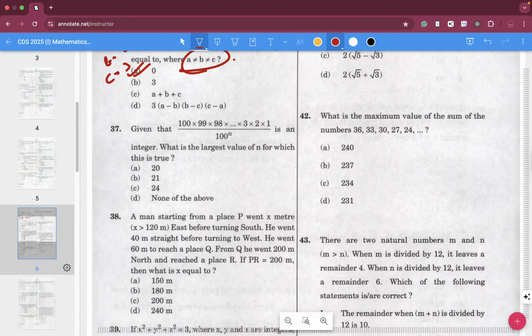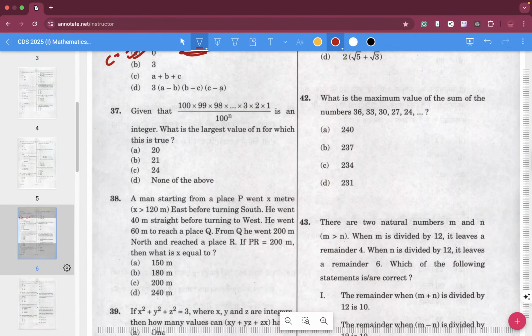In question number 39, basically we were supposed to find out how many 5s there are. Why do we find out the number of 5s? For any number, let's say 100, you write it as 2 raised to the power 2 and 5 raised to the power 2. So the number of 5s determines the number of zeros in the number.